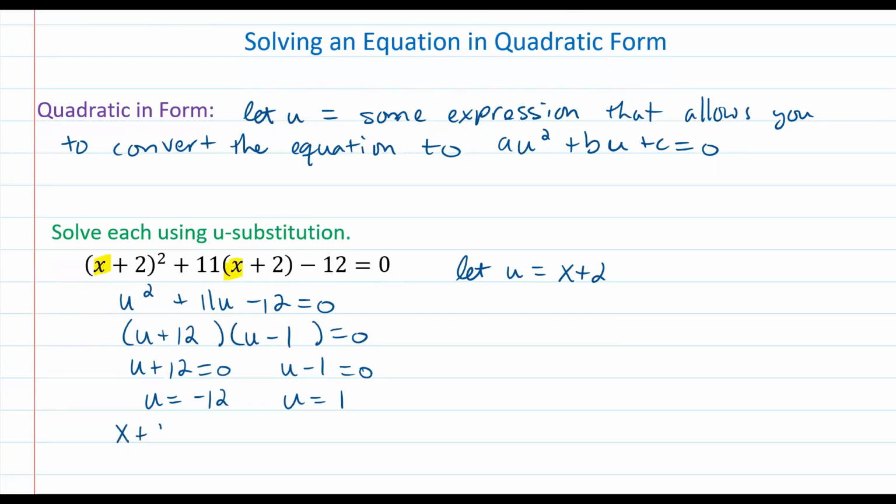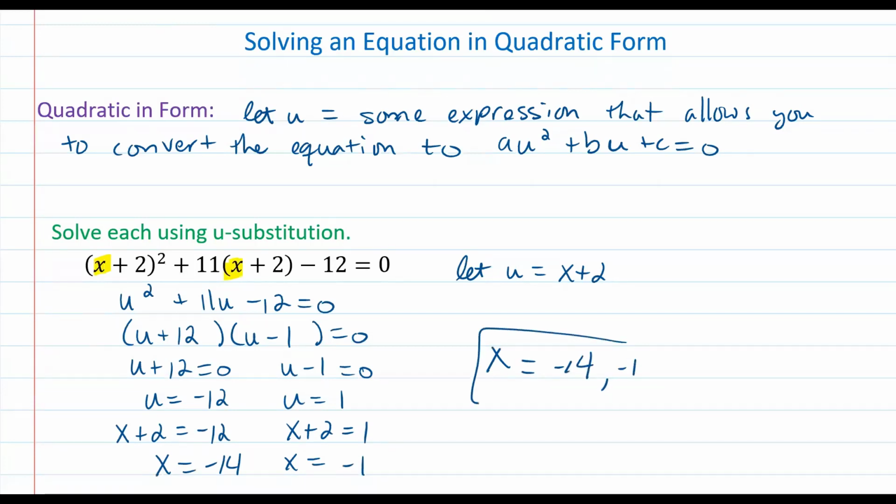So x plus 2 is equal to negative 12, and x plus 2 is equal to positive 1. We then solve both of those equations, and we get x is equal to negative 14, and x is equal to negative 1. So the solution is x is equal to negative 14 and negative 1.